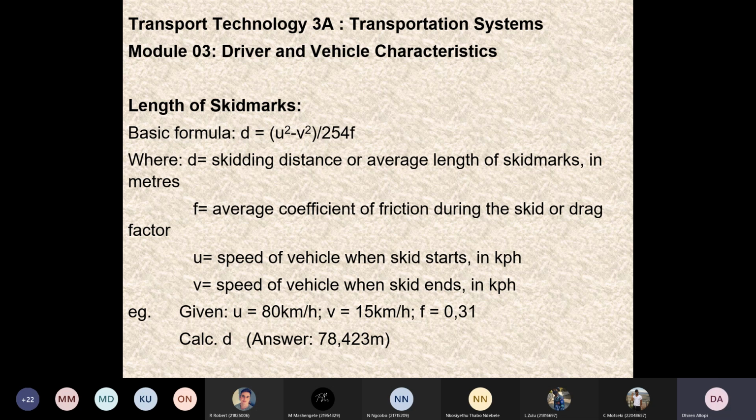I'll give you 2 minutes to quickly punch the values into your calculator and check or verify that you come up with the answer 78.423. You've got 2 minutes whilst I have some water.